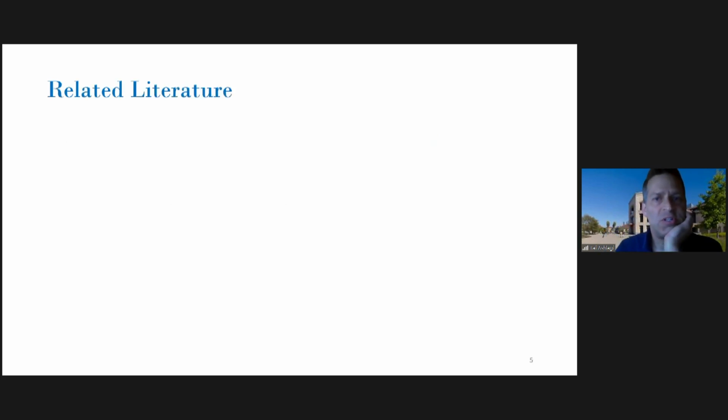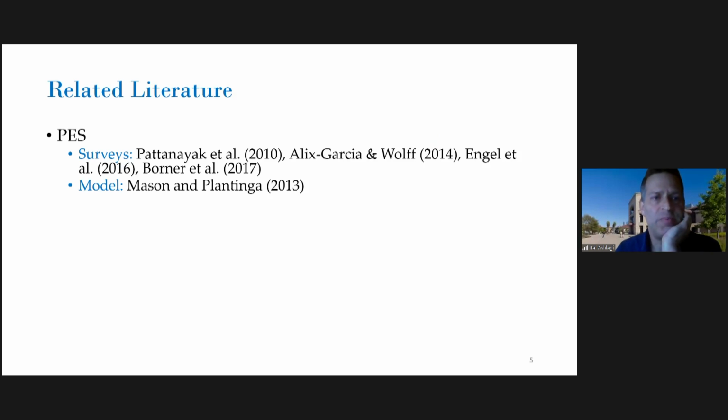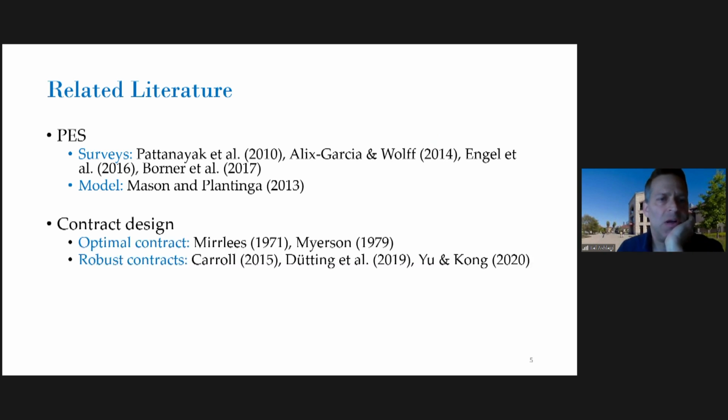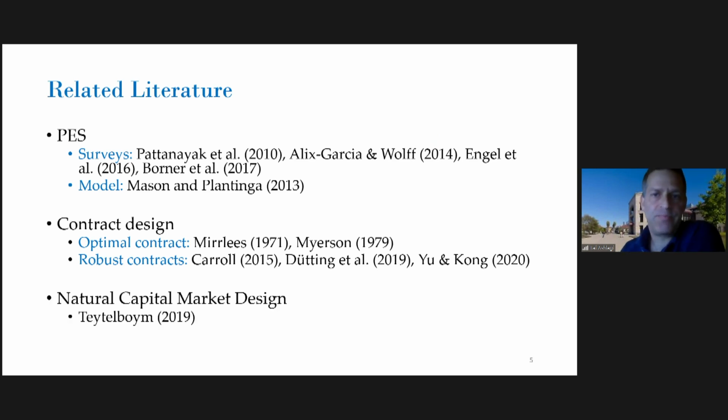In terms of literature, there's a lot of literature on PES, some in economics, some in environment, some surveys. What we're really building on here is a paper on the theoretical approach by Mason and Plantinga. We're going to use ideas from contract design, of course, but also ideas from robust contracts, where we want to make the contract simple. We're going to try to use things like distribution-free approaches. And there are some interesting surveys out there. Here's one of them by Alex Teytelboym, which is a very nice survey on natural capital market design that I recommend you read.